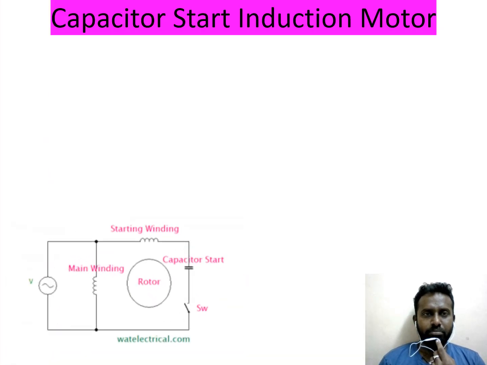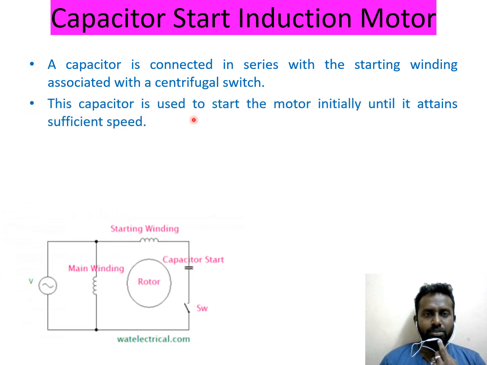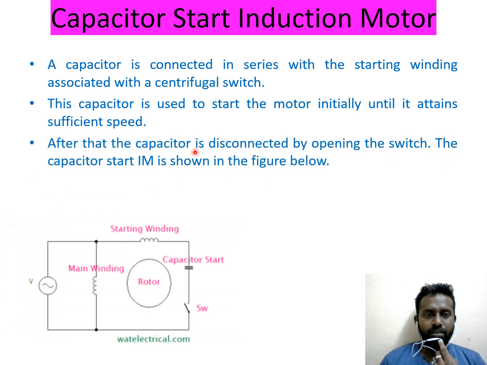Now the second type is the capacitor start induction motor. A capacitor is connected in series with the starting winding associated with the centrifugal switch. This is the centrifugal switch and this is a capacitor. Instead of a resistor, we are using a capacitor. The capacitor is used to start the motor initially until it attains sufficient speed. After that, the capacitor is disconnected by opening the switch. If you open the switch, it will get disconnected.